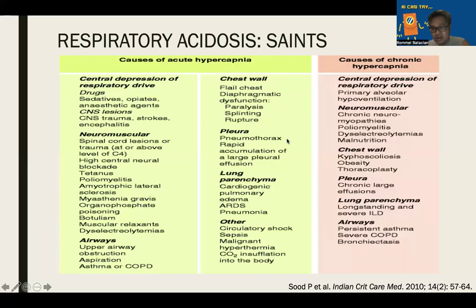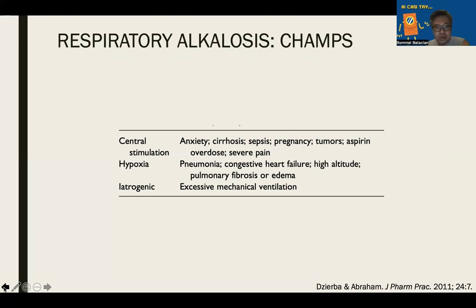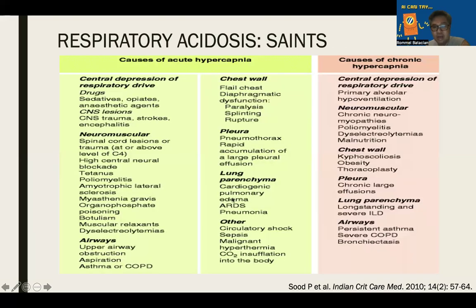Other thoracic complications, particularly in the chest wall, in the pleura, and the lung parenchyma, and shock states such as sepsis and circulatory shock and malignant hyperthermia. So it's easy to remember just to simply remember the basic causes of respiratory acidosis.